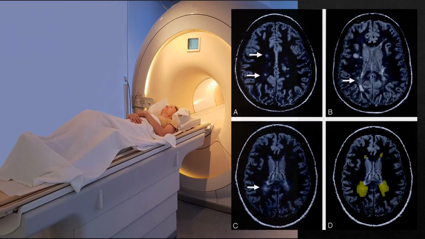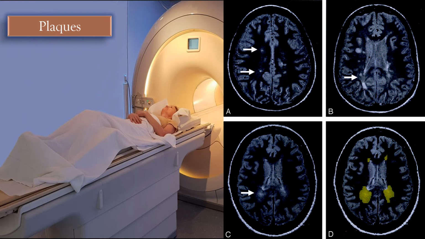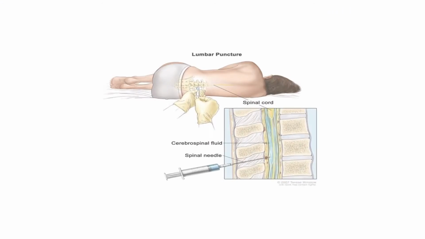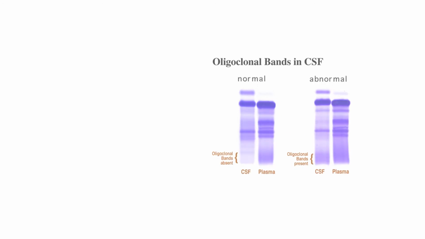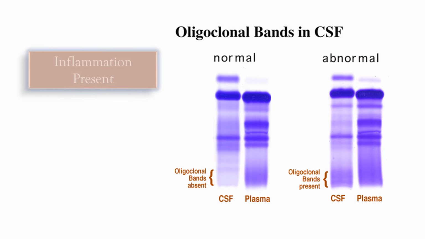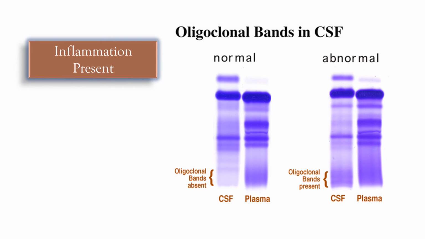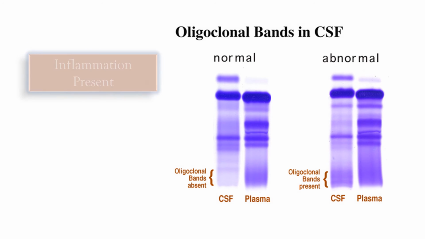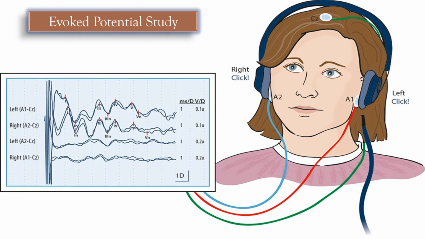As I discussed earlier, MRI shows numerous plaques in the white matter of the CNS. When we do a lumbar puncture and draw the CSF, immunoglobulins and oligoclonal bands, which are specific proteins present in the CSF, suggest there is inflammation in the CNS. Another diagnostic test is the evoked potential study, where we check the electrical signals to the CNS and assess the response. So this is all about the types and diagnostic tests for multiple sclerosis.